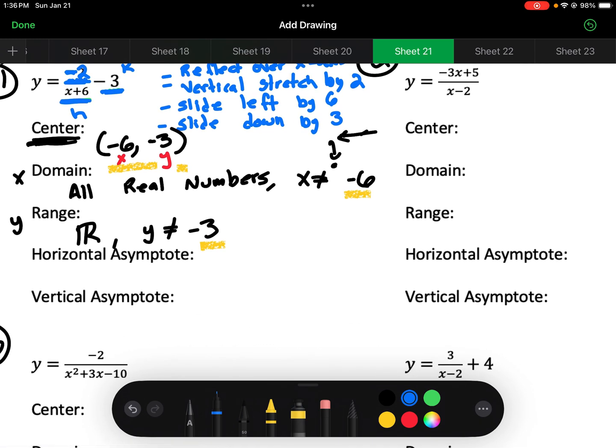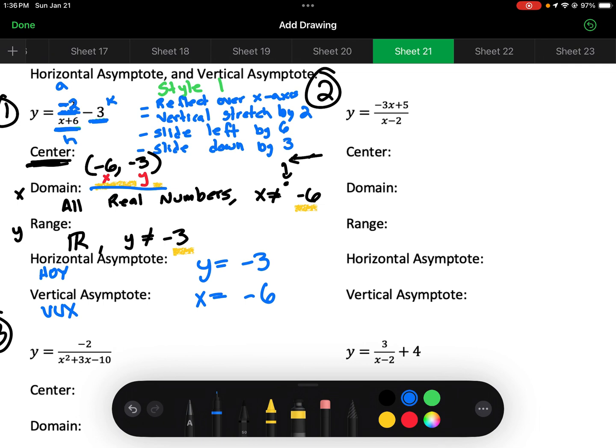The final things to do here are the horizontal and vertical asymptotes. Remember, when we think of horizontal, we think of HOY, so this is a y equals situation. When I think of vertical, I think of VUX, so this is an x equals situation. I'm just trying to find the equations of those asymptotes, and again I get these from my center. So I'm going to have y equals -3 and x equals -6. And that is that first problem.